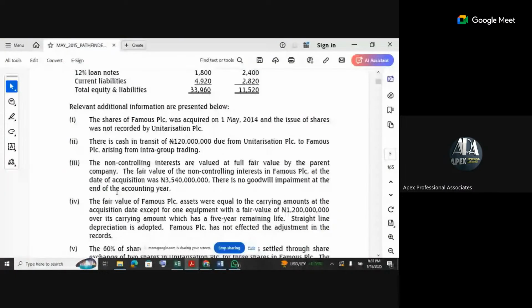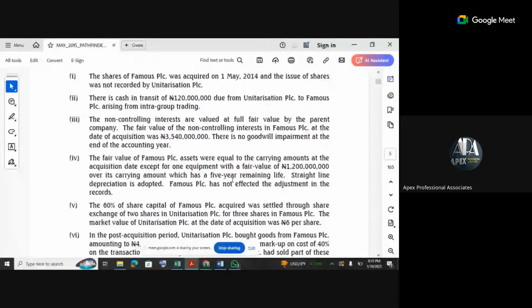So let's look at the first one. They say the shares of Famous was acquired this date. It has nothing to do. There is cash in transit. It has nothing to do with your net asset list. The non-controlling interest at full value, it has nothing to do with your assets. The fair value of Famous PLC were equal to their carrying amount at the acquisition date, except for one equipment with a fair value of this amount.